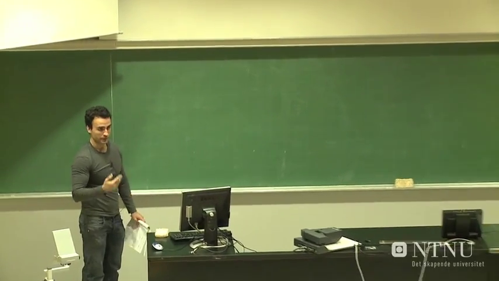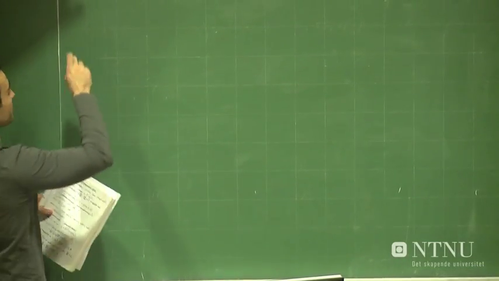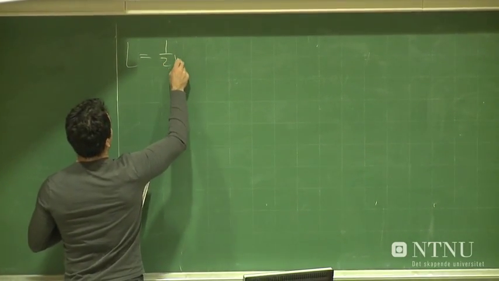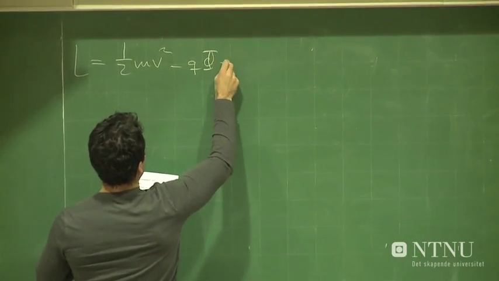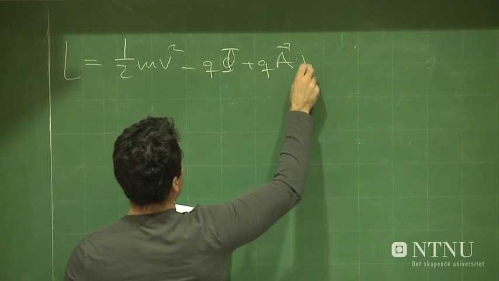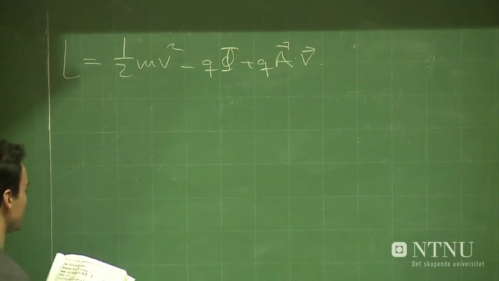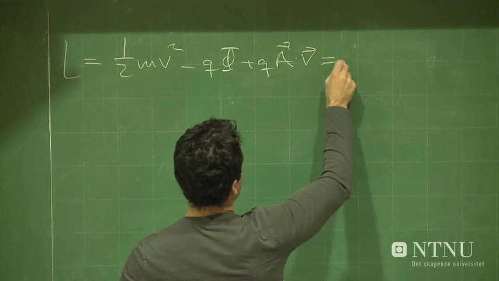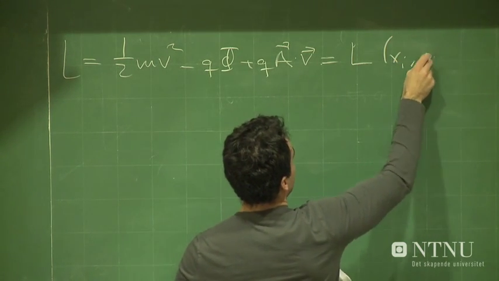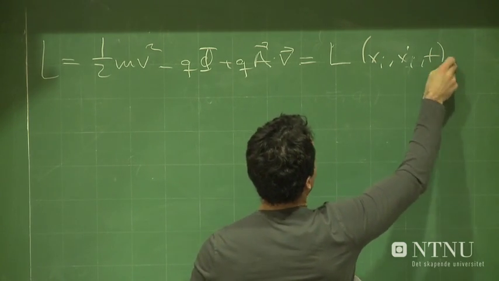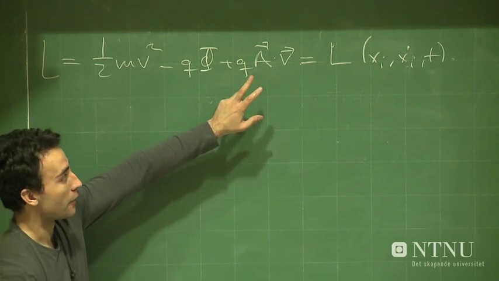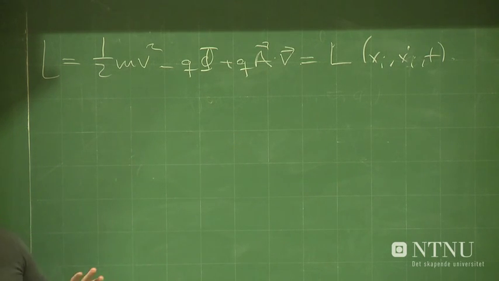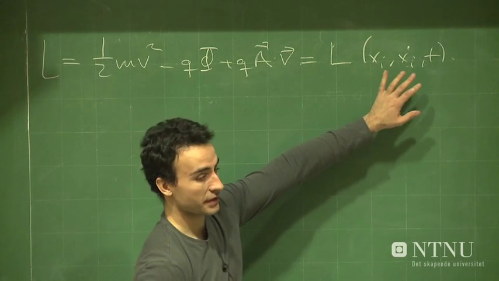Okay, we'll just go through the steps again. One, write down the Lagrangian. Note that these potentials, the scalar potential and the vector potential, which both provide the electric and the magnetic field, may depend on both position and time.